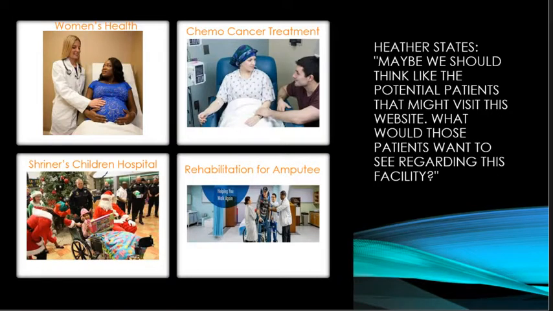Heather states, maybe we should think like the potential patients that might visit this website. What would those patients want to see regarding this facility? I didn't use specific imagery related to the different locations, but images that a patient looking for medical treatments provided by the hospital would want to see. These images represent the functional benefits of what is offered by the different hospitals. These images show the lengths that the hospital staff are willing to go to care for their patients.